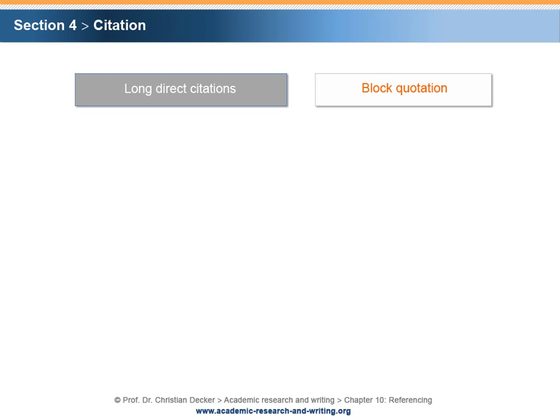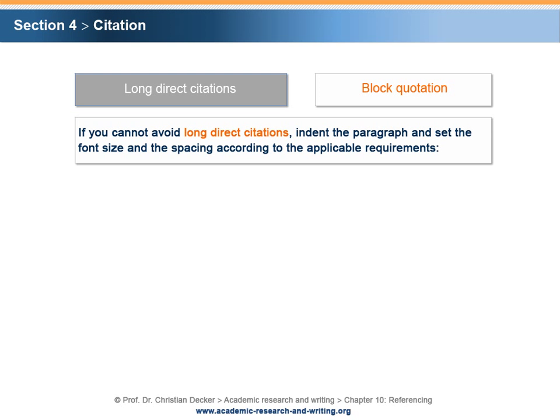If it is necessary to place a citation of considerable length, a block quotation is applied. The paragraph stating the long citation is indented. Whether the quotation marks are omitted depends on the applicable requirements. The same holds true for the formatting. This is demonstrated in the following example.